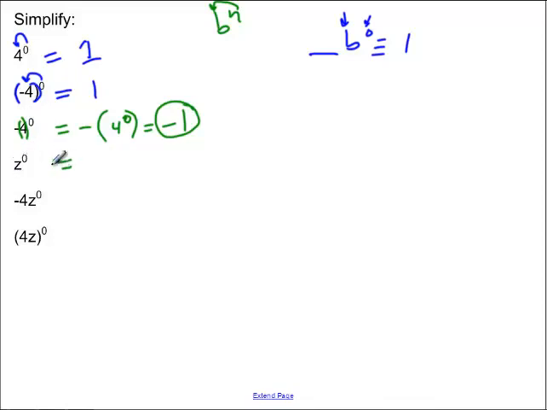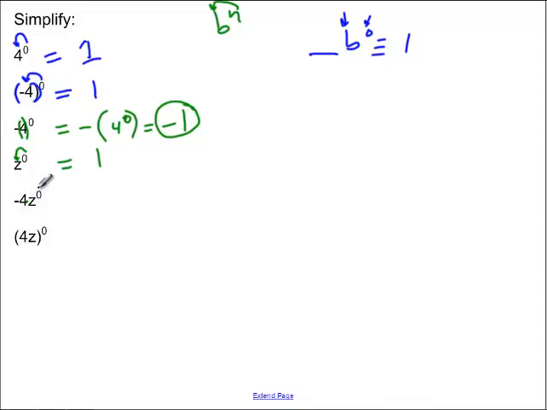How about z to the 0th power? 0 is our exponent working on z, so any non-zero number, we have to assume that z is not 0, but any z to the 0th power is 1. Next one is -4 times z to the 0th power. We have to assume that this is multiplication here.